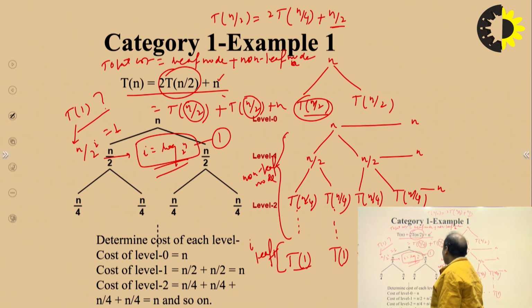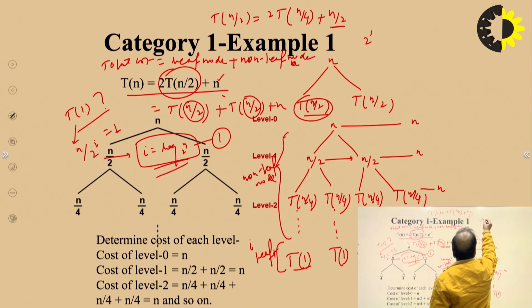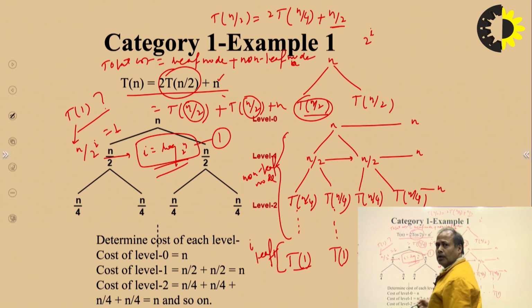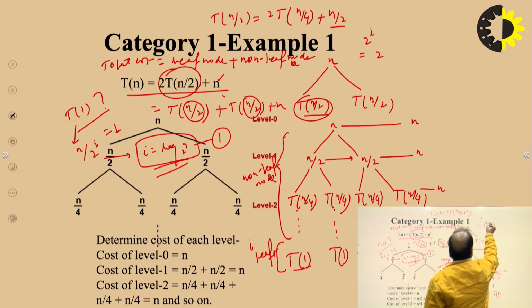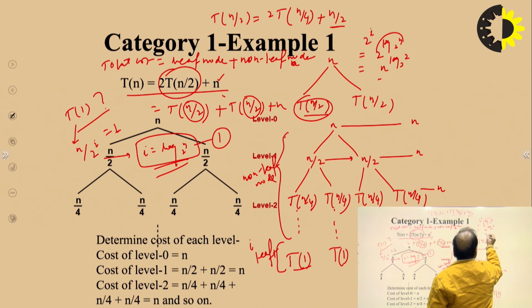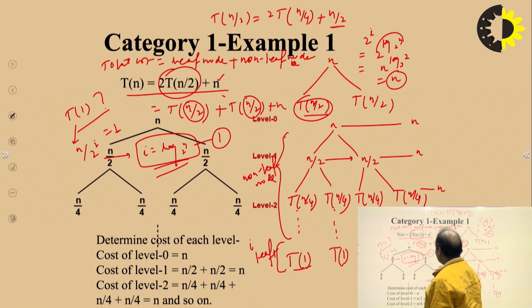Number 1. Number 2, calculate how many children at each level we have. At each level the number of children is equal to 2^i, right? That means with i equal to log n base 2, from here you compute it. So this is actually n to the power log 2 base 2, so this becomes n. This is number 2. So we got this, okay.